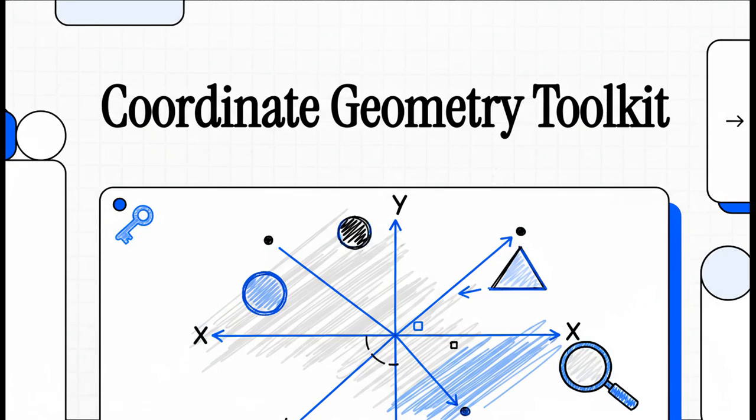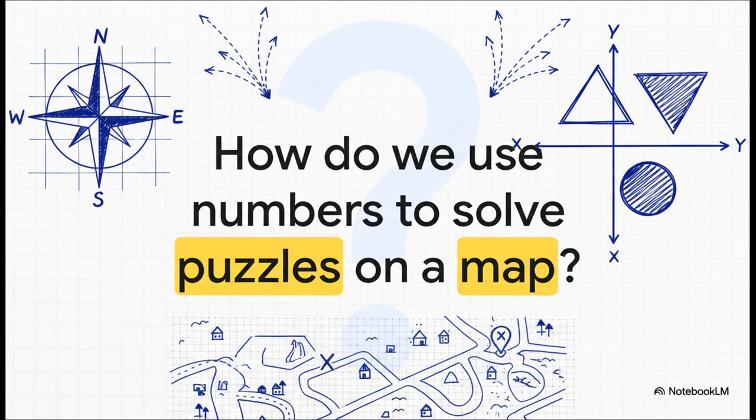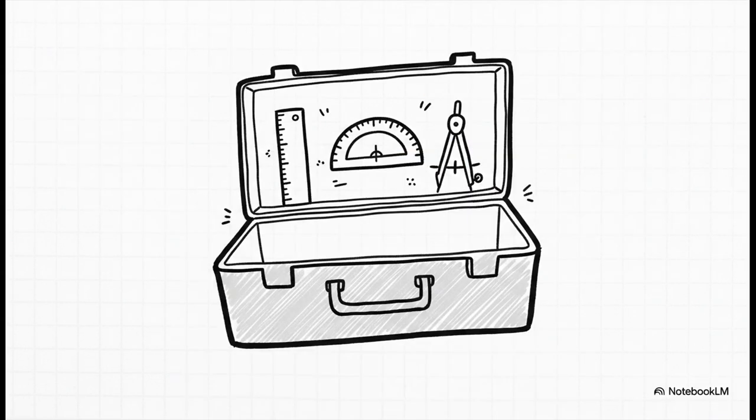Welcome to our explainer on coordinate geometry. We're going to take what looks like a super complex map of points and lines and show you how to turn it all into a simple, solvable puzzle. I mean, that's the big question, right? Coordinate geometry isn't just some abstract thing you see on a graph. It's actually a really practical way to describe the world around us, and all it takes is a few numbers and a couple of rules. So let's just dive right in.